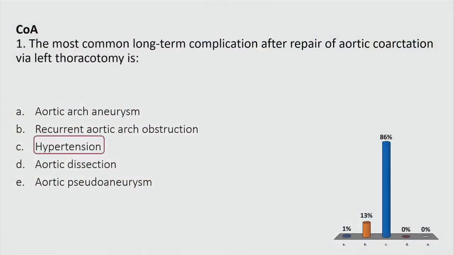Aortic dissection is very uncommon, and aortic pseudoaneurysm is also very uncommon when you repair native coarctation through a direct end-to-end anastomosis. Carlos, can you expand a little bit? Yeah, recurrent aortic arch obstruction happens somewhere around 5 to 20%, as we mentioned, and hypertension is actually a very common occurrence if we really look for it. So pretty much almost every patient after coarctation repair is going to have hypertension in the long term.